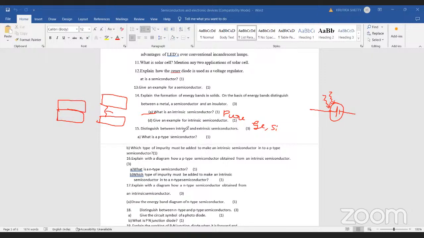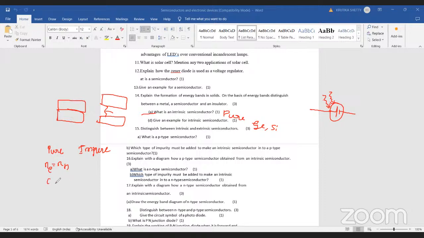ಆಯ್ತಾ? So distinguish between intrinsic and extrinsic semiconductors. That is, intrinsic semiconductors are called as pure semiconductors. Extrinsic semiconductors are called as what? Impure semiconductors anta ಹೇಳ್ತಾರೆ. Then in case of the intrinsic semiconductors, number of electrons is equal to number of holes irutte. And in case of the extrinsic semiconductor, they are not equal anta ಹೇಳ್ಬೋದು. Yes, okay. So like this we can distinguish between the intrinsic semiconductor and the extrinsic semiconductor.